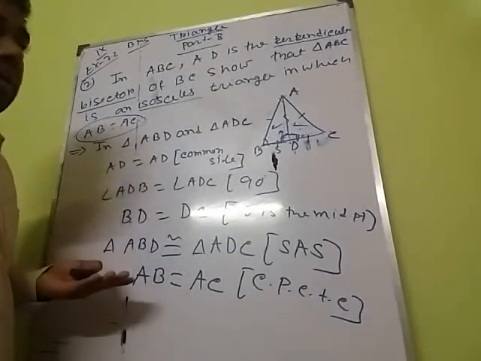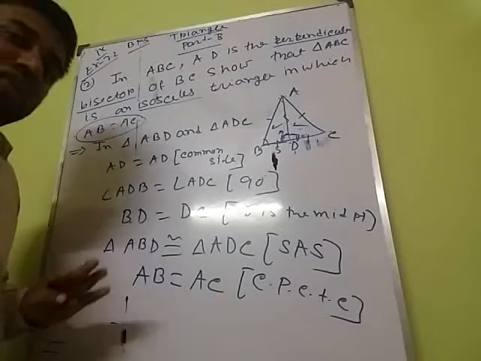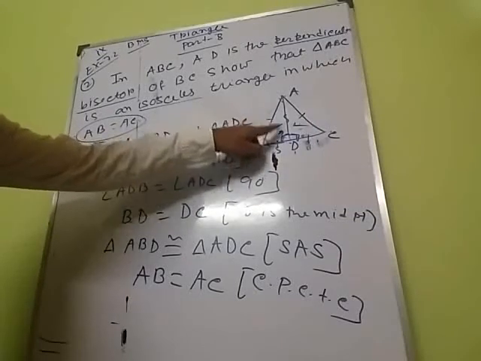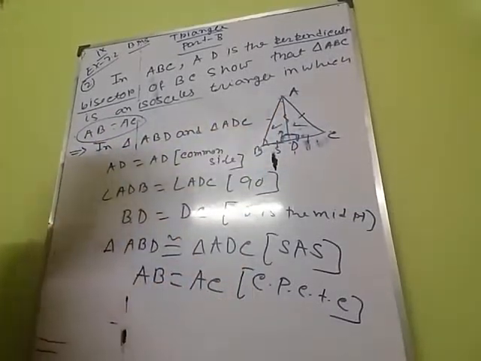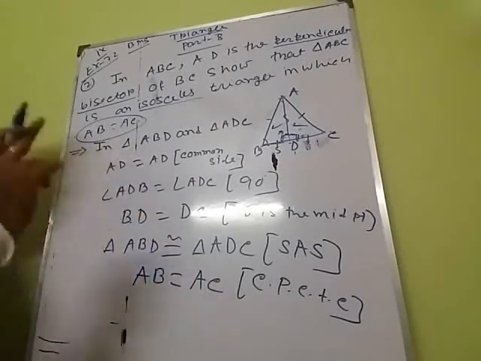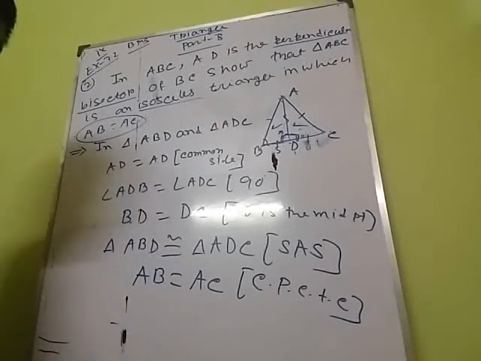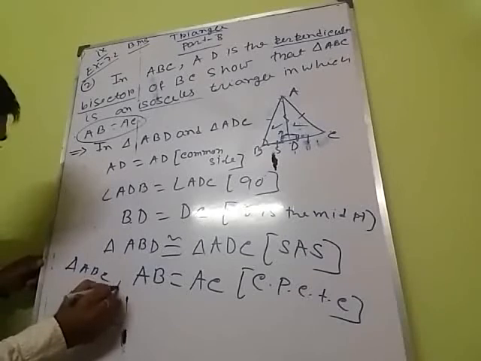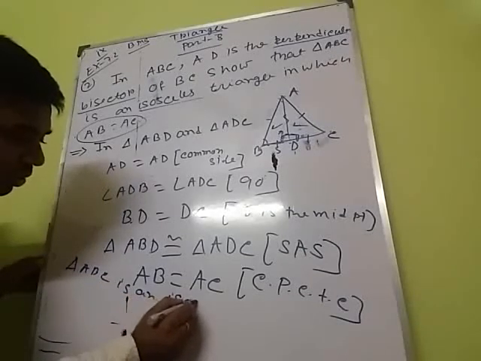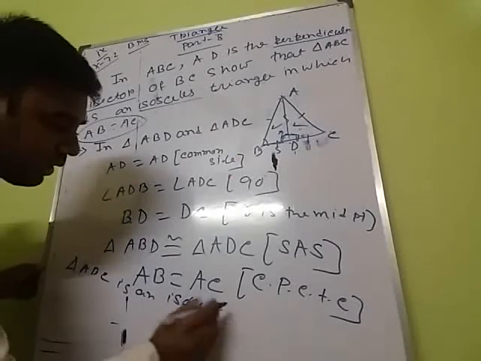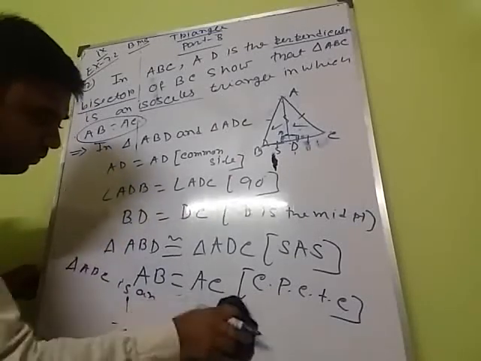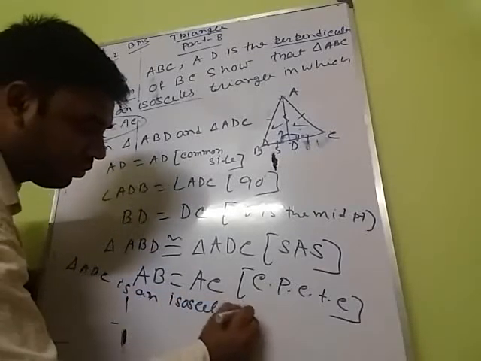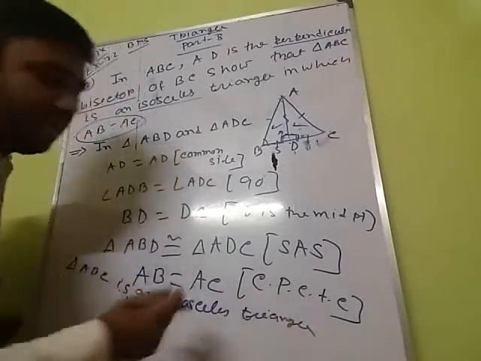And we know that if two triangles are congruent, by CPCT the corresponding parts are also equal. The corresponding parts mean these two angles are equal. The opposite side of this angle, that is AB, and the opposite side of this angle, AC, are also equal. As AB equal to AC, triangle ABC having two sides equal means triangle ABC is an isosceles triangle where AB equal to AC.